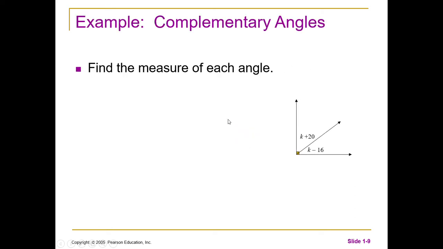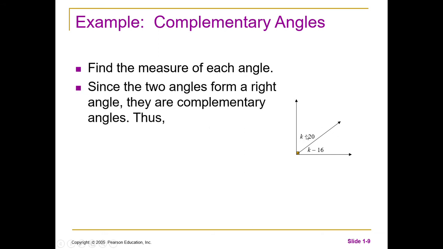Complementary angle. Fine. So, you're looking for k plus 20 and then k minus 16. You're looking for the value of k. So, alam natin to ay 90 degrees. So, k plus 20 plus k minus 16 is equal to 90. So, k plus k is 2k. 20 minus 16 is positive 4. So, 2k plus 4 equals 90. Ilipat natin yung 4 sa kabila, magiging 86. So, divide both sides by 2. So, k is 43. But we are looking for the k plus 20 and then k minus 16.